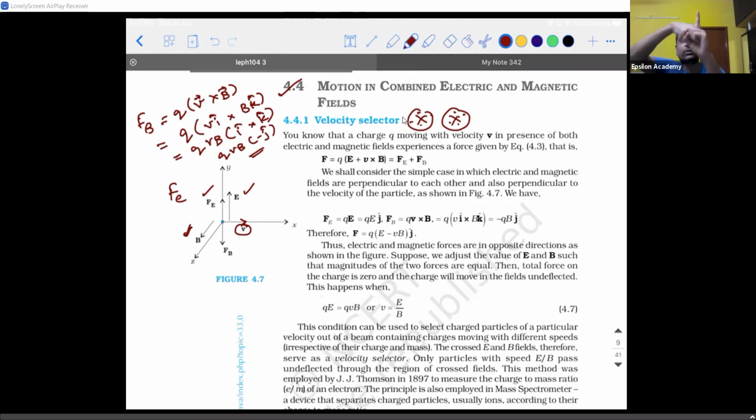And particle is moving in which direction? The particle is moving in the positive x direction. Okay, now I have an important question. Listen to this carefully. When will this particle be able to move in the same straight line path in which it has already entered? When will this particle be able to continue its journey in the same direction?